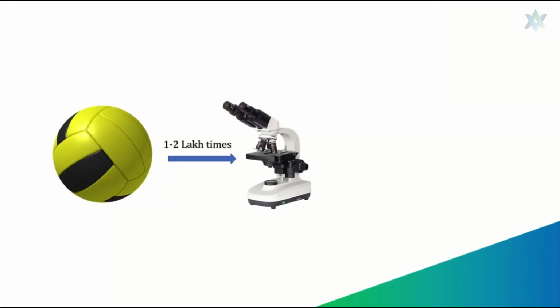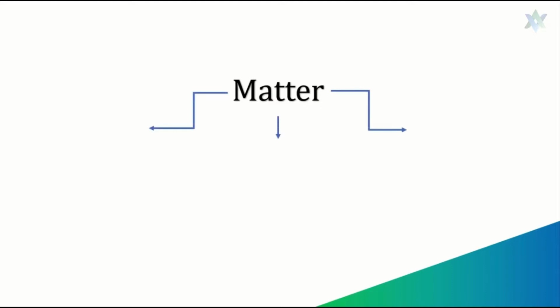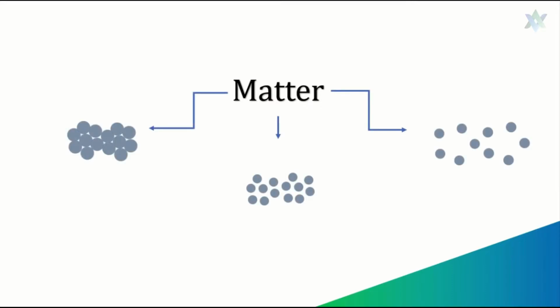Now let's get deeper into this topic. Take some matter, for example, a ball, and zoom in 1 to 2 lakh times using the most advanced electron microscope. At the end you will see particles arranged in a proper manner. These are called atoms. The space in between these atoms is called atomic space. Matter is classified into 3 main states based on the arrangement of the atoms.